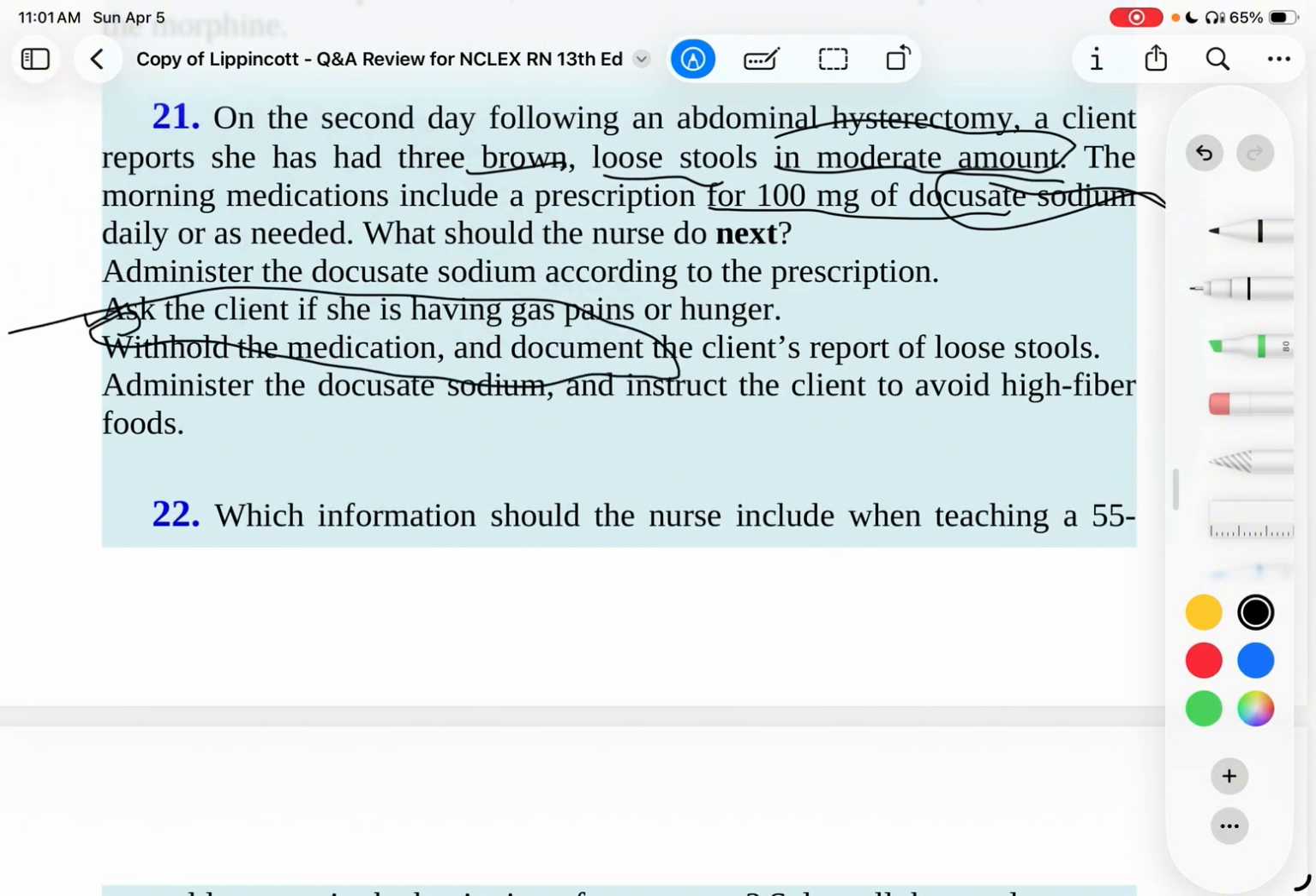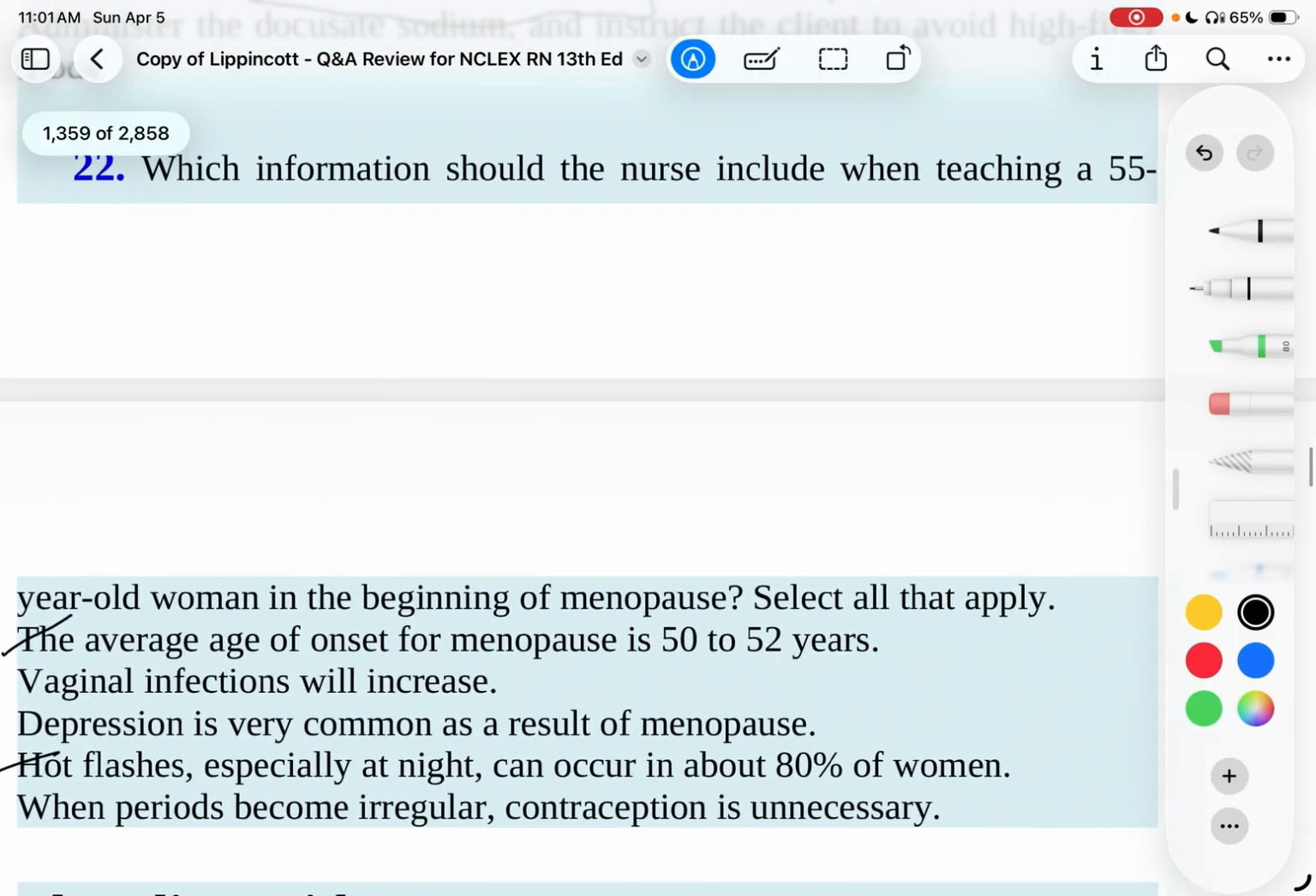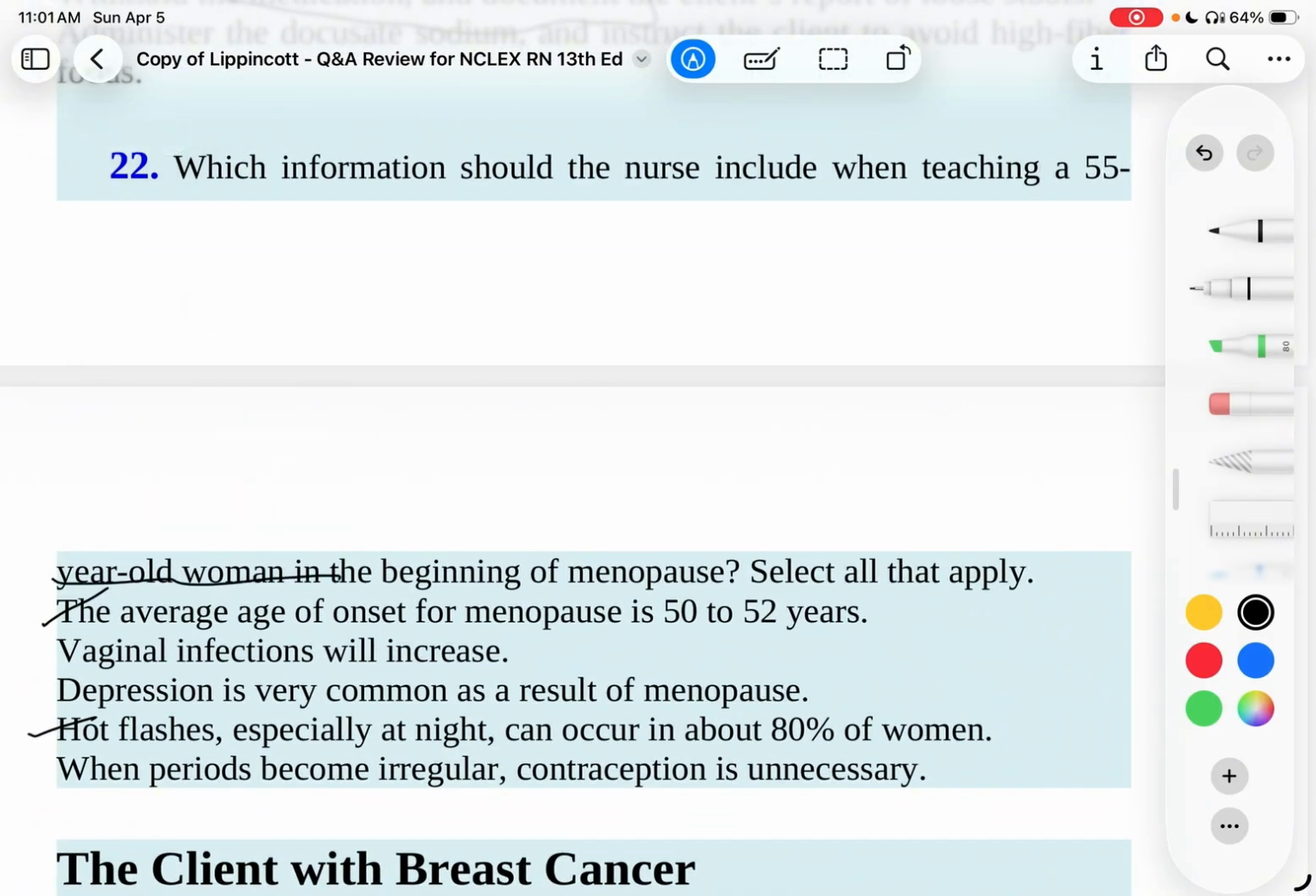Then lastly, which information should the nurse include when teaching a 55-year-old woman in beginning menopause? The average age is 52, and hot flashes.